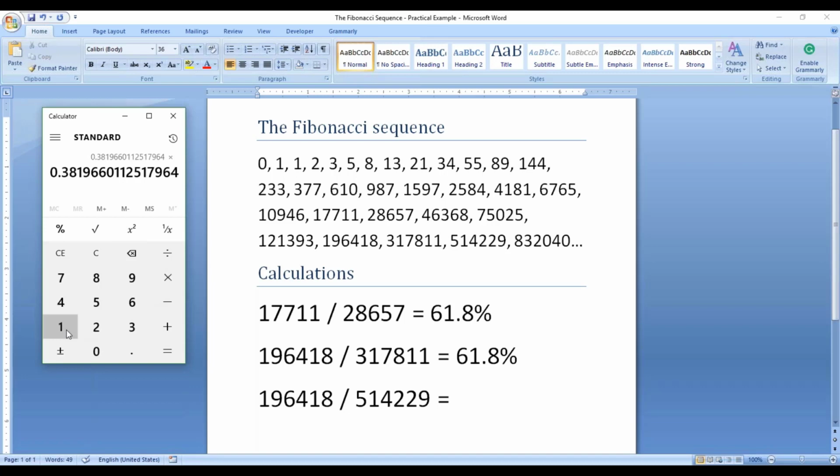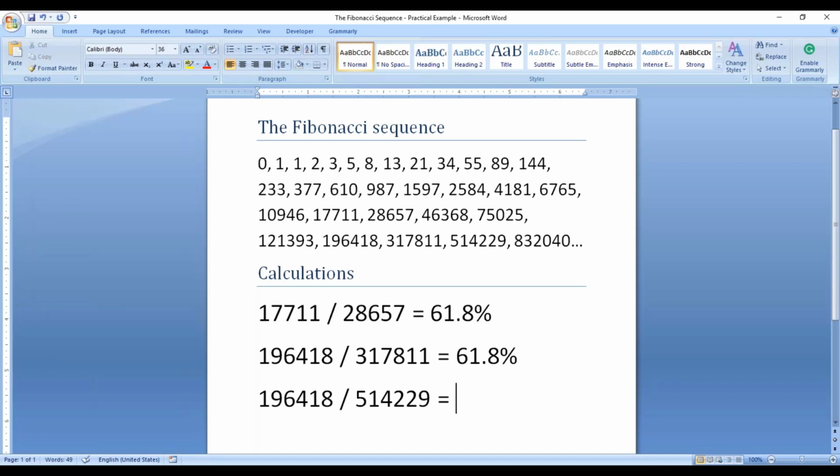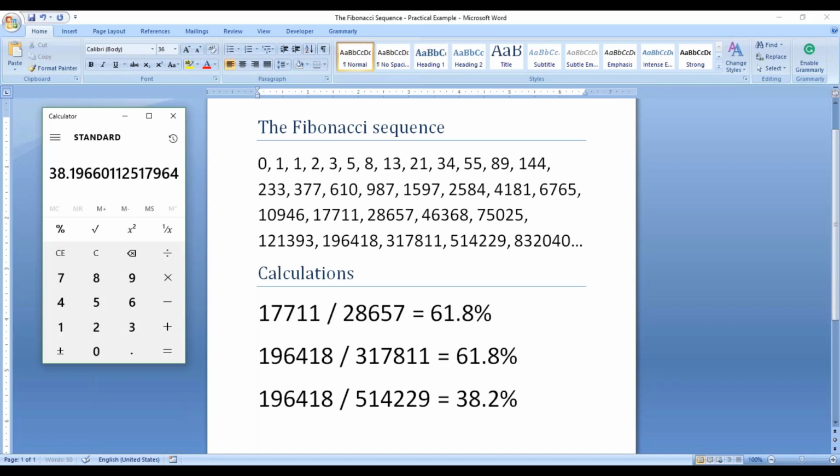When we multiply this number by 100, we get 38.2% approximately. 38.2% after rounding, because 38.1966 when we round it is 38.2%.